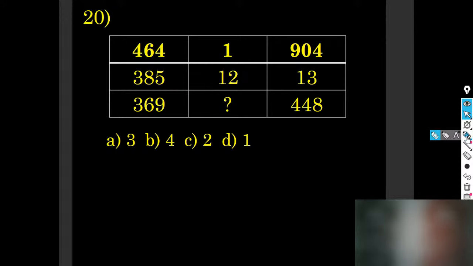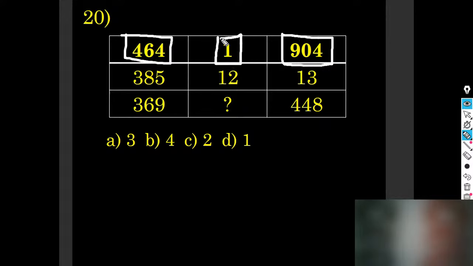Okay, next one. So I'll explain this one. Whenever you find greatest numbers like this, 464, 904 and 1, there is no comparison between these numbers. Next, 385, 13 and 12. If you find such numbers, then definitely it is involved with sum of the digits. Just remember one thing, it is involved with sum of the digits.